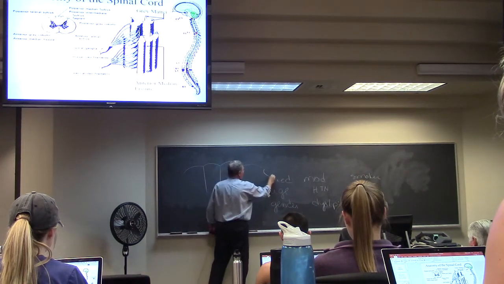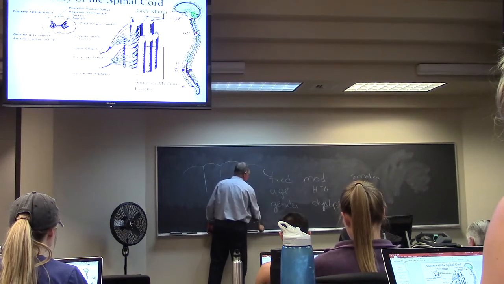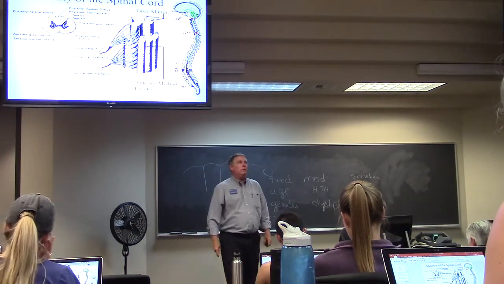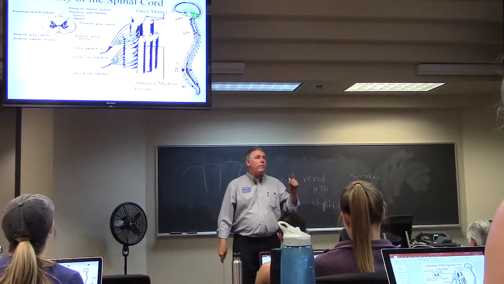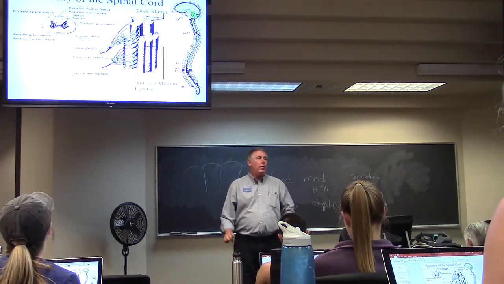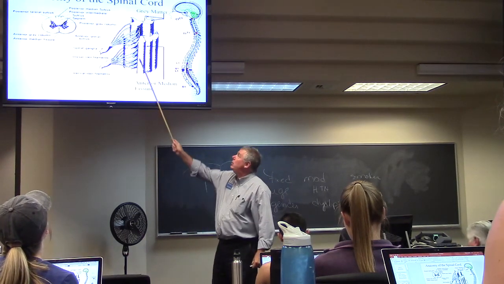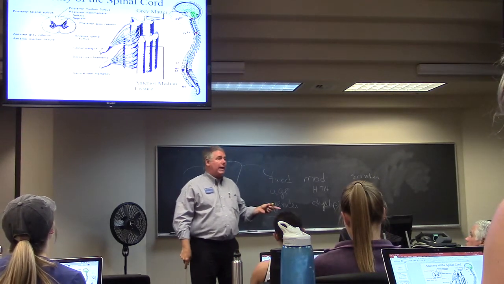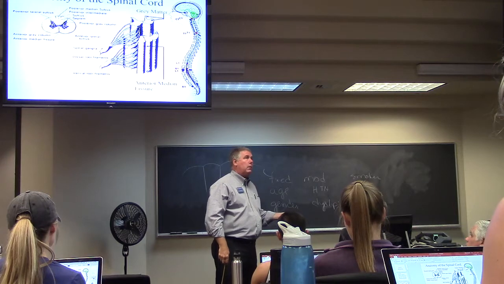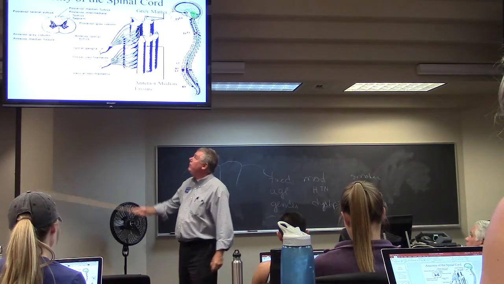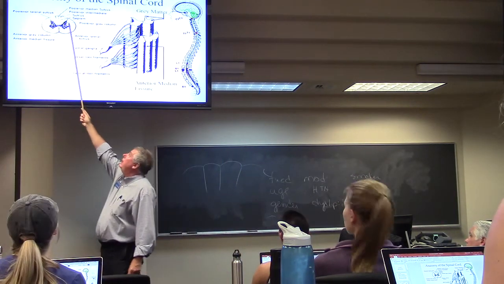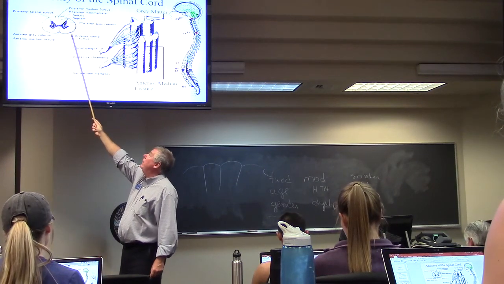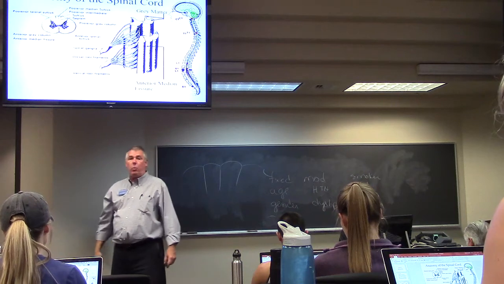Then you have a lateral sulcus, and on the ventral side you have a ventral sulcus, and those are where the dorsal roots or the ventral roots enter and exit the cord. Okay, so the lateral ones are associated with the dorsal horns, and on the ventral side, they're associated with the ventral horns.